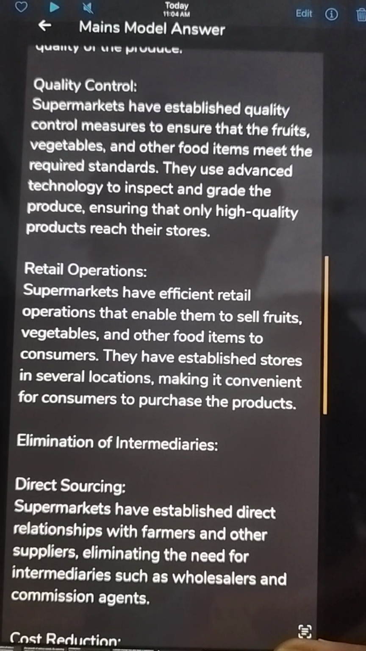Then comes retail operations. Supermarkets have efficient retail operations that enable them to sell fruits, vegetables, and other food items to consumers. They have established stores in several locations, making it convenient for consumers to purchase the products.